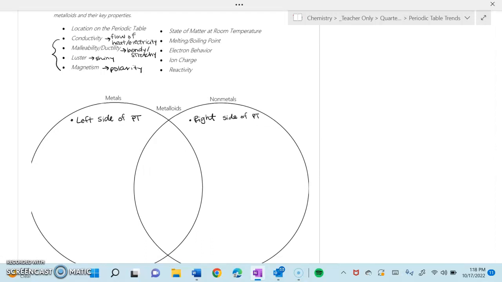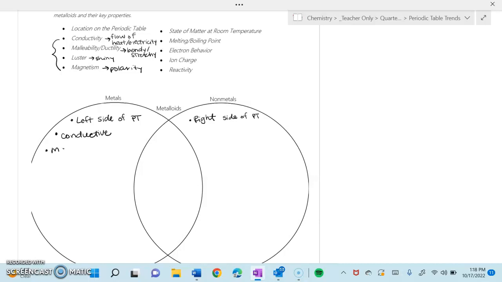Okay, so let's start putting these into the correct categories. Metals have most of these properties. They conduct electricity well. That means they have a quick flow of heat and electricity. They're very conductive. And that's, again, why wires are made out of metal, because electrons can flow through them, which is what electricity is composed of, the flow and movement of electrons.